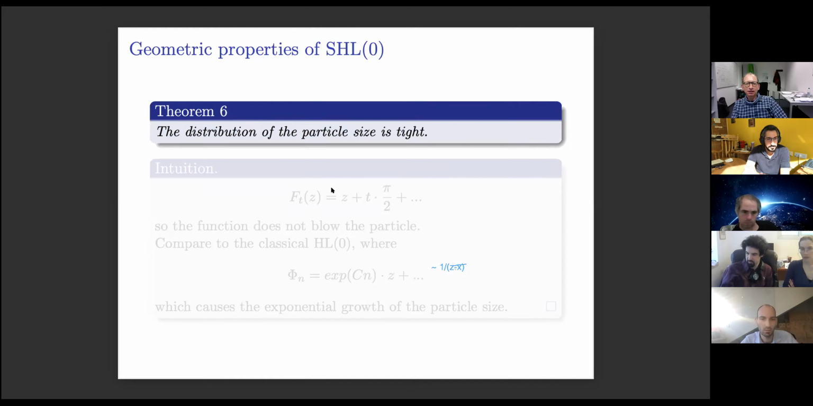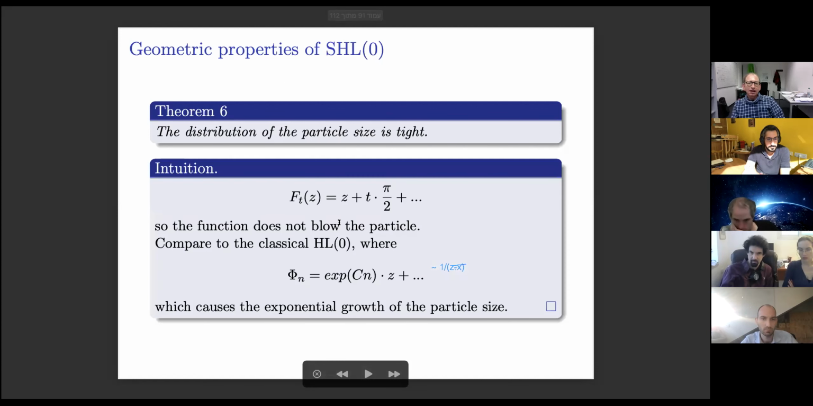Intuitively, if I look at the function f_t of z, it turns out that to the first approximation, it's z plus a constant, t times a constant, plus essentially the Maclaurin expansion. So now it's something times z inverse and so on. If it was only this z plus this constant, then if I look at a small interval, it doesn't become bigger. Now, of course, there are all the other terms that might cause damage, and then you need to prove that they don't cause damage. So they don't. The function does not blow up the particle.